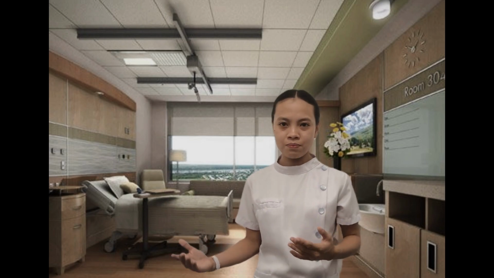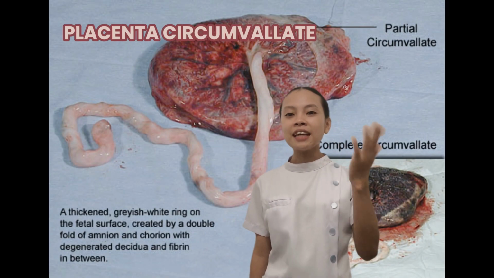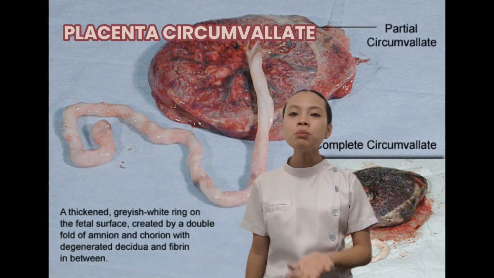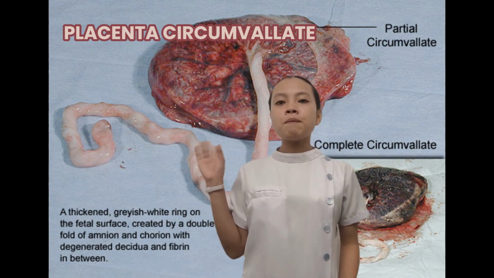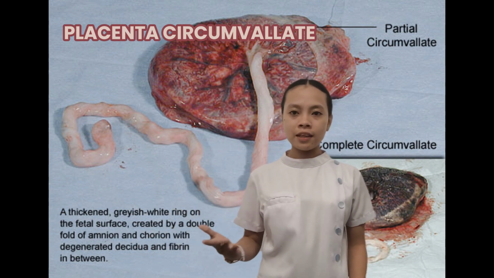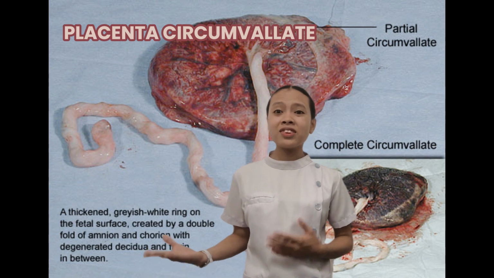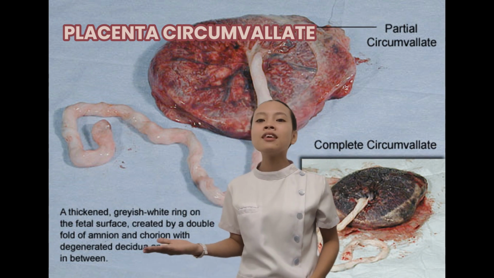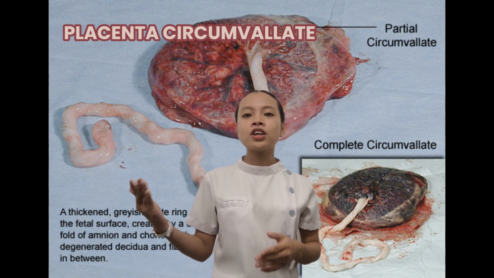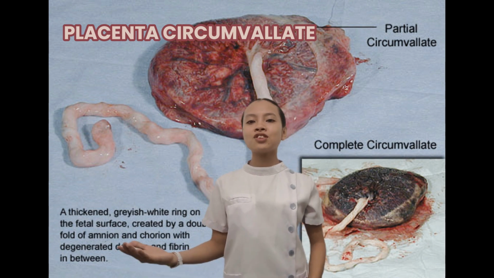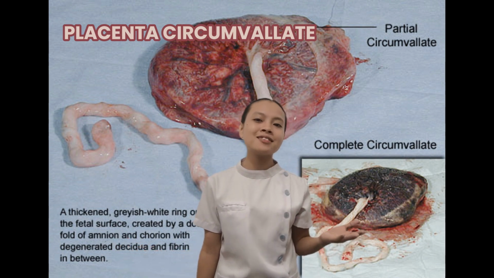Let's proceed to the second of the 4 placental anomalies, which is the placenta circumvallate. So what is placenta circumvallate? A placenta circumvallate is another uncommon variation in placental structure that can affect pregnancies.